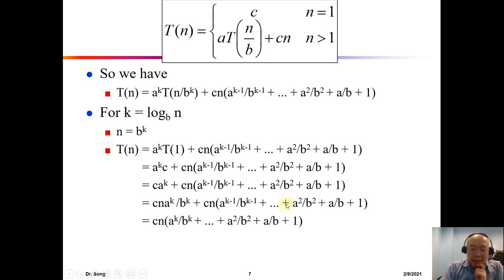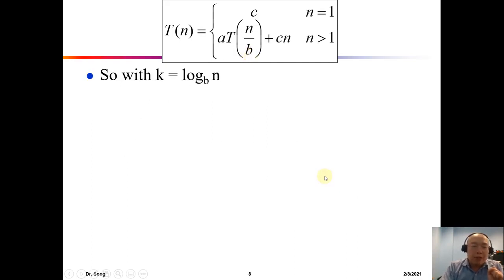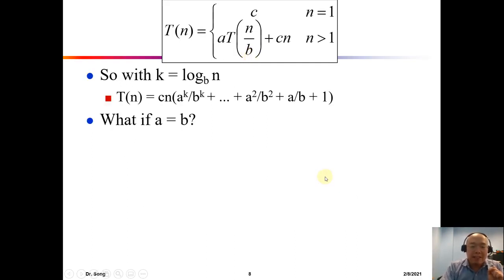And then, well, let's have a discussion. The discussion is, well, we didn't really talk about whether A is larger or B is larger or A and B are the same. And remember, for the merge sort, we have A is 2 and B is also 2, right? So let's start from an easy case. What if a equals b?